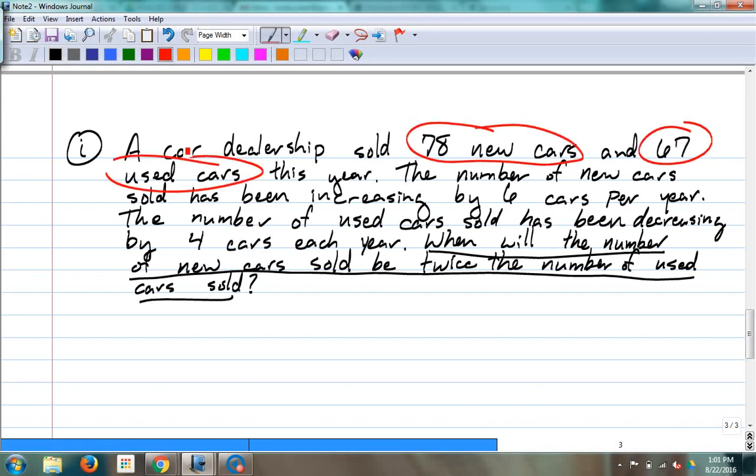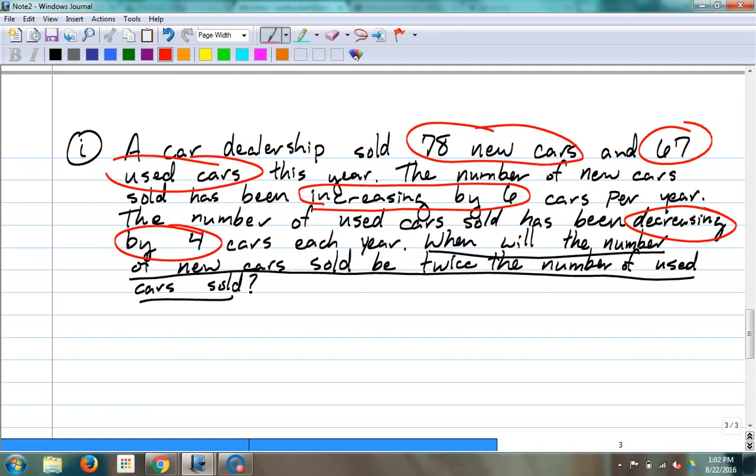That's important. The number of new cars sold has been increasing. Y'all said that was important already, right? Y'all said that's increasing by 6. That's important. And then it says the number of used cars sold has been decreasing by 4. That's important. Okay, those are the important parts of this problem. So we've condensed this down to the important part being 78 new cars, 67 used cars, increasing by 6. Decreasing by 4. So we've got it down to 12 words that are important out of that are going to be helpful in setting up our equation.